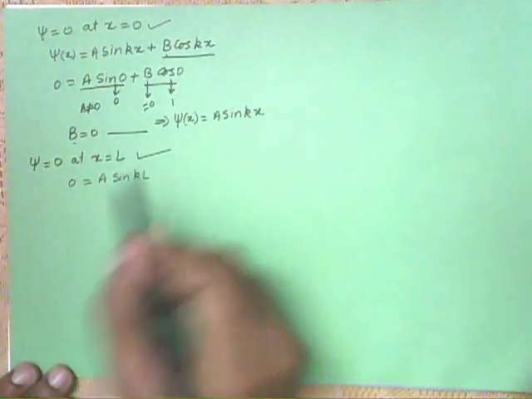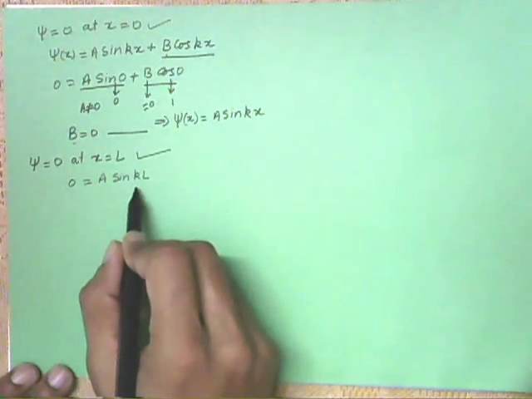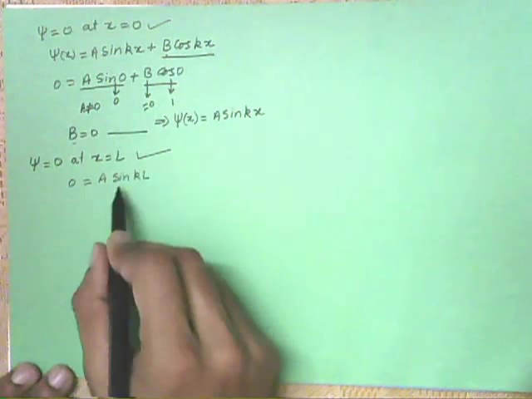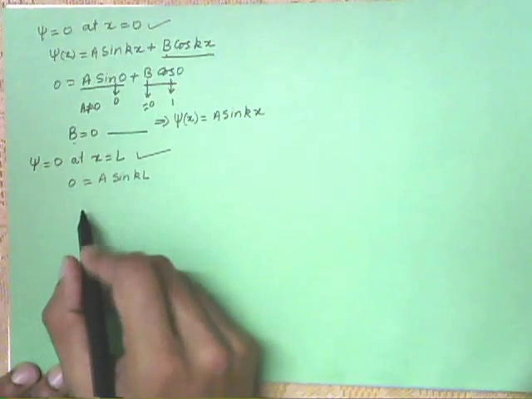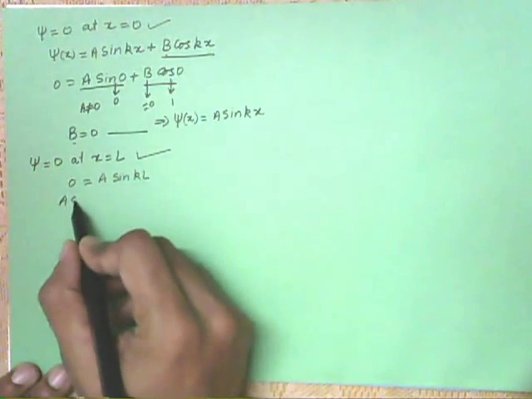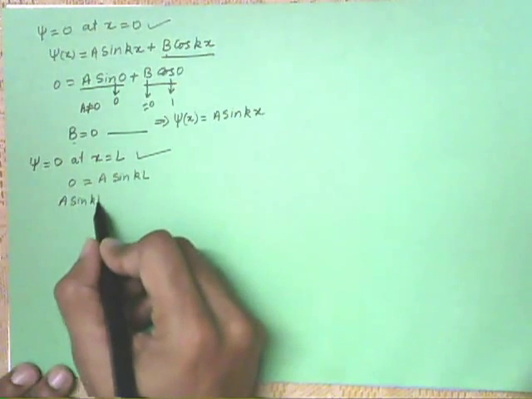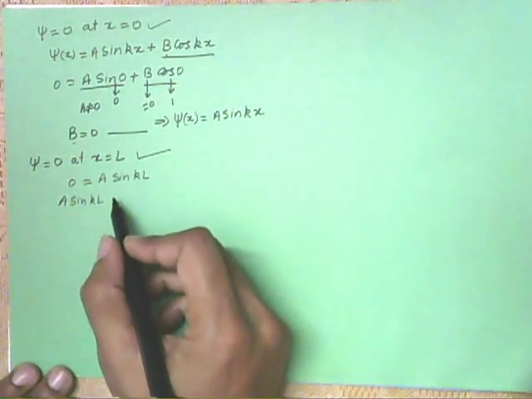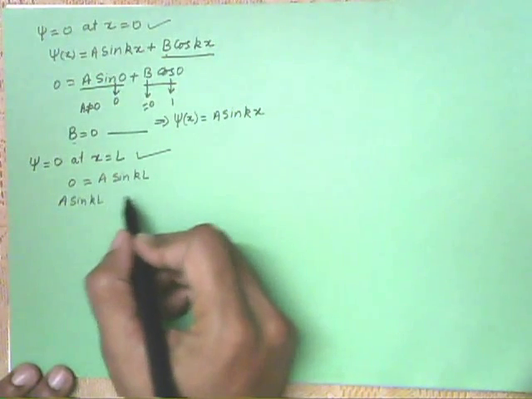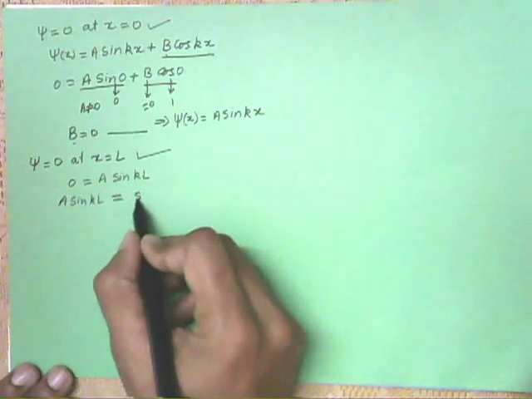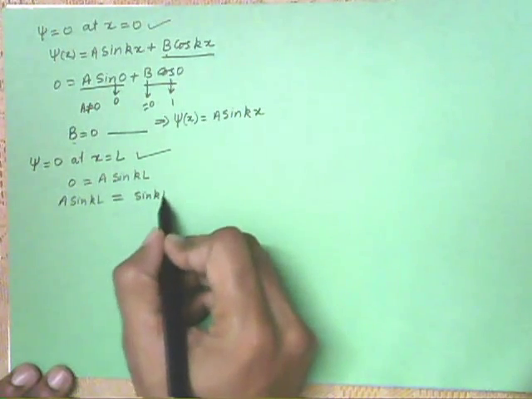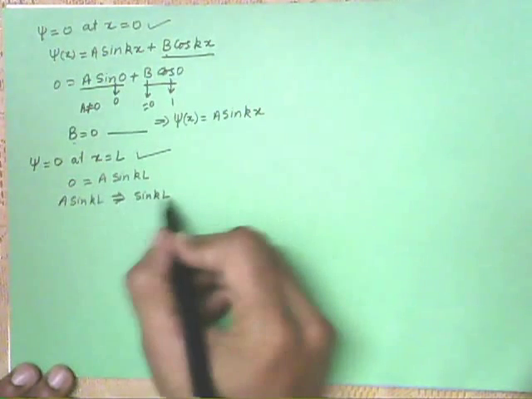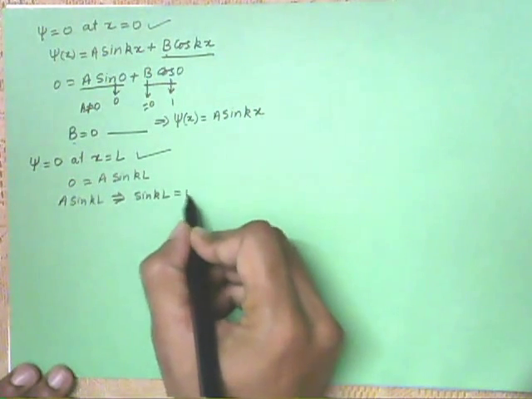Now this is the second boundary condition, and we are getting the condition A sin kL is equal to 0, and this condition will be satisfied only when sin kL is equal to 0, because A could not be 0.